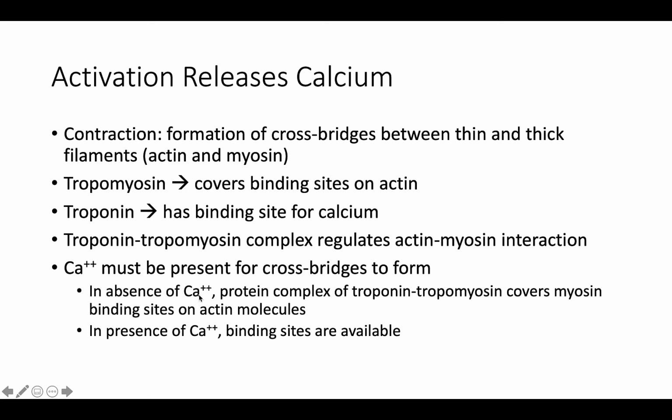In the absence of calcium, in a resting, non-contracting state, the protein complex of troponin and tropomyosin covers the myosin binding sites that are on actin. It covers the site on actin where myosin could bind. So basically, troponin and tropomyosin do not allow myosin and actin to interact with each other if there's no calcium. But if we have calcium, bam, troponin and tropomyosin react differently, and myosin and actin can interact.